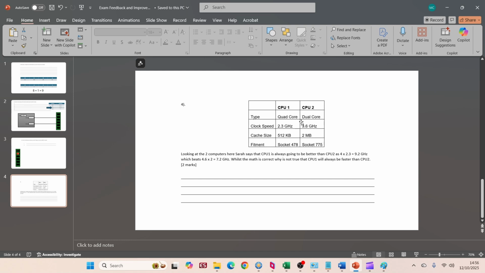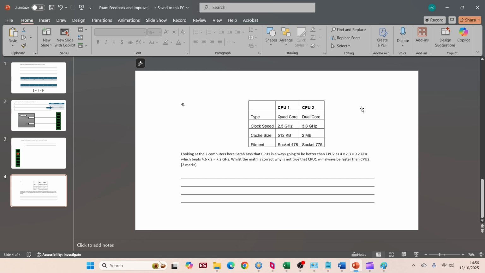But it's also got a significantly higher clock speed. So imagine I was performing a single task, one job that I can't spread around to other things, then it would be much better to use the dual core processor. I might not even be able to use a second core, so I might only be able to use one core. The 3.6 billion beats 2.3 billion.